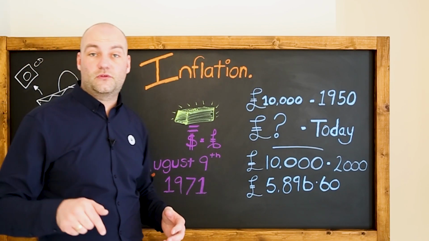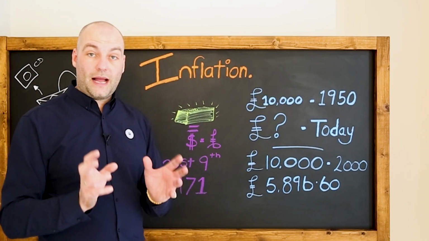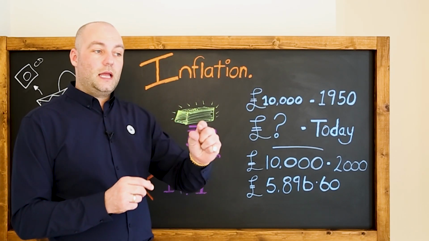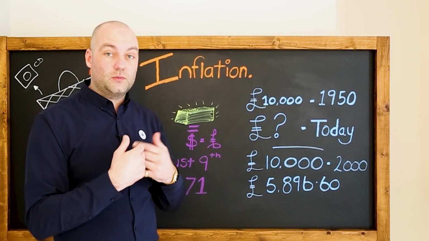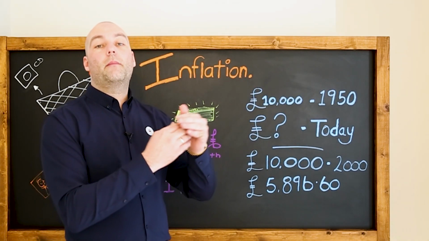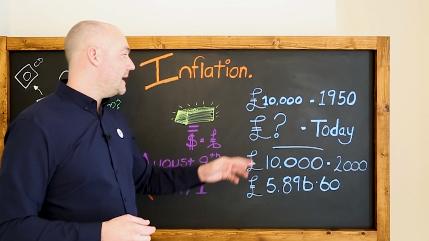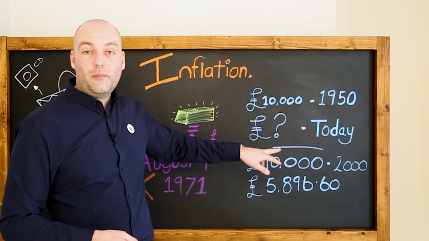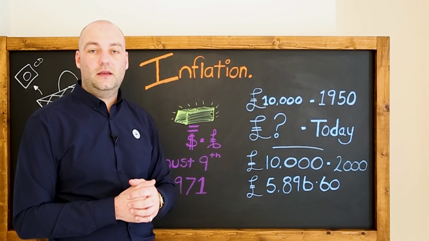I'll put a link in the description below and you can click on it yourself and have some real fun. It's the official Bank of England website. You can type in an amount of money and then you can set 2 dates, and the Bank of England themselves will tell you how much that money has lost value or how much money you would need to replace that. So £10,000 in 1950 buys £353,000 worth of stuff today.